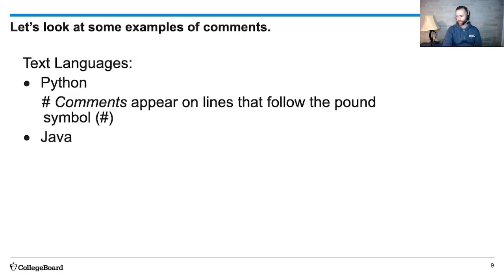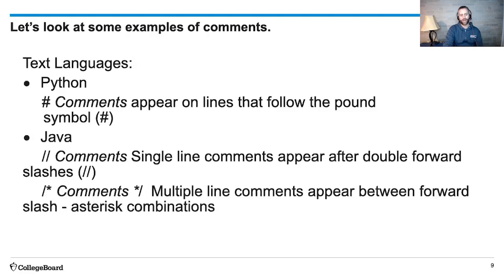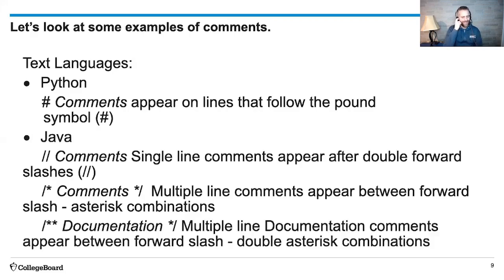Okay. What about Java, right? Another really common language. There are 3 different ways we can comment in Java. We can use comments on a single line that follow double forward slashes. You can use comments that extend over multiple lines. Multiple line comments appear between forward slash asterisk combinations. Or documentation comments, right? That could be multiple line documentation comments that appear with a forward slash and then a double asterisk. And then at the end of the documentation comments, you would have an asterisk with another forward slash.